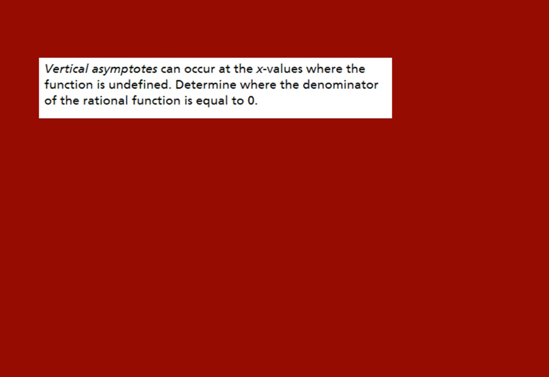So here are some things we need to know about asymptotes. Vertical asymptotes can occur at the x values where the function is undefined. Determine where the denominator of the rational function is equal to 0. So the big key here is that vertical asymptotes can occur at the x values where the denominator is equal to 0. That's the definition that I remember from school. The vertical asymptotes can, and can's a big word, don't always, but can occur at the x values where the denominator is equal to 0. So we have to find the denominator, set the denominator equal to 0, and you're good. Okay? Those are vertical asymptotes.